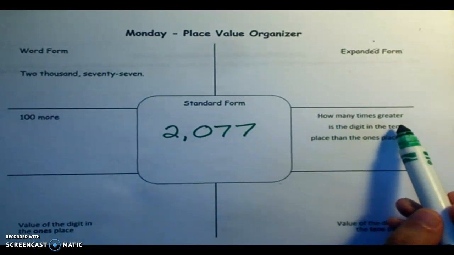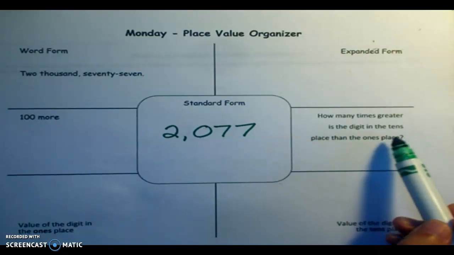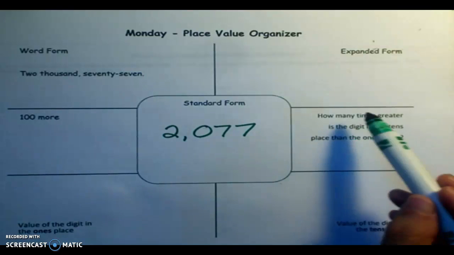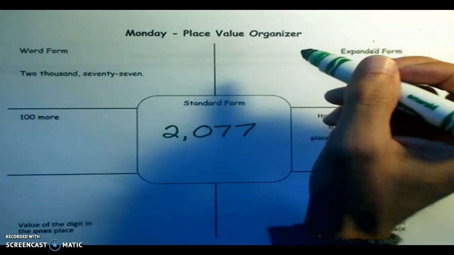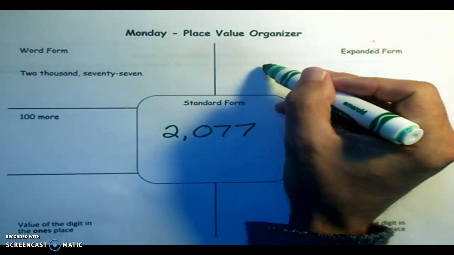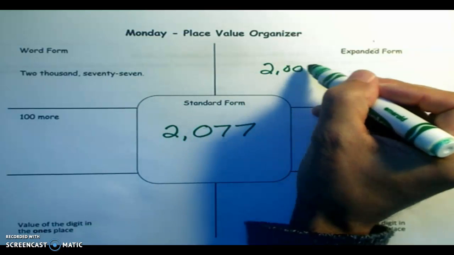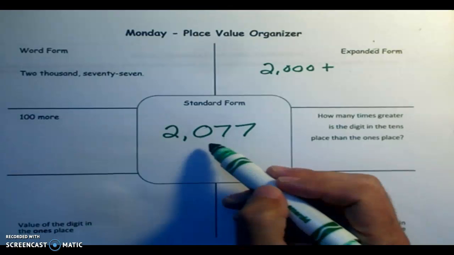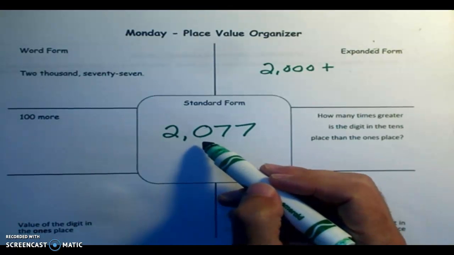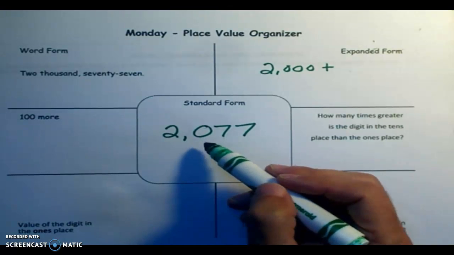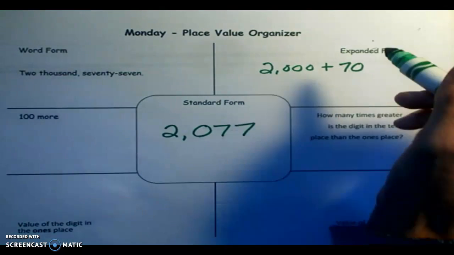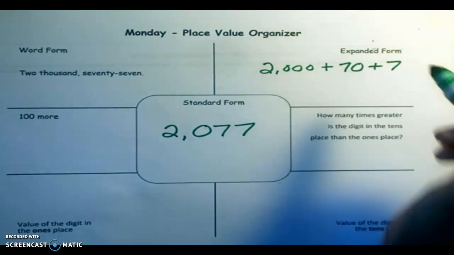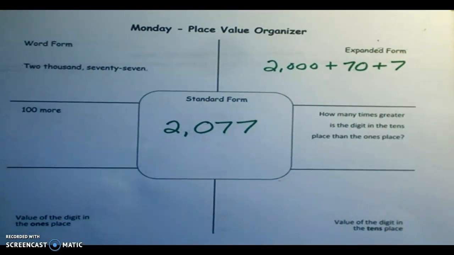All right? So the only thing that's important to know about this is, see right here where it says how many times greater is the digit in the tens place than the ones place? I want you to do that part last. So expanded form, you know how to do that. Right? We have 2000 plus, we don't need to put down the 0 because there's no value, it's just 0, okay? Plus 70, because that's 7 tens, plus 7, okay?